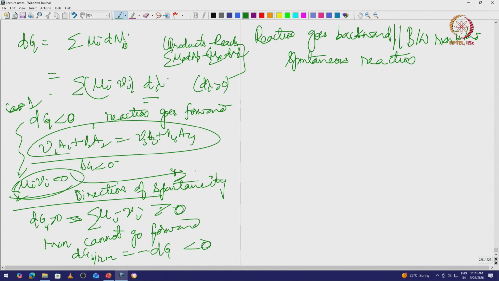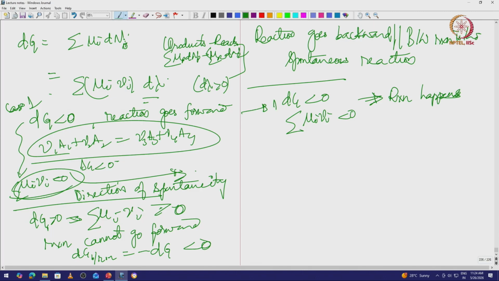Okay. Bear with me, because once we do case studies all these things become more and more clear. So, right now I am just developing a framework to go towards these case studies. Okay. Alright. So, dg less than 0, again it is the same as delta G less than 0. I have a driving force for the reaction to happen, reaction happens, dg, and that is the sum of mu I nu I less than 0.